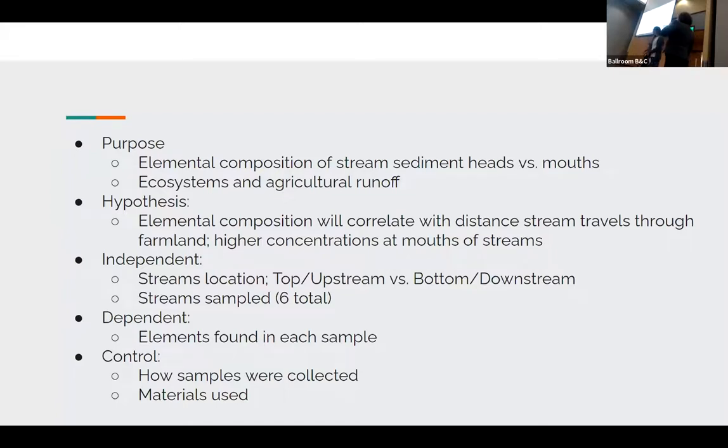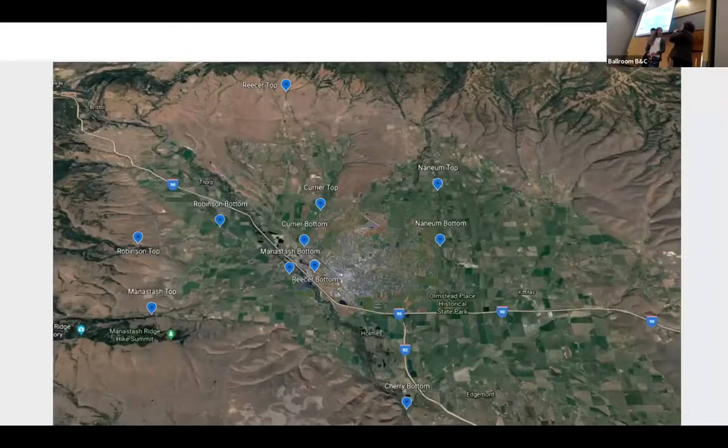And our hypothesis is the elemental composition will correlate with distance stream travels through farmland, higher concentration per miles of stream. So that just means that we think that as the creeks run off, the sediments will decrease. Our independent variable is the stream location, where we got our samples. The dependent variable is the elements that we found, and our control was how we sampled our data. Yep. And then these are the locations that we got our data from.